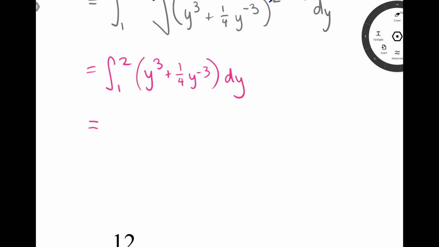Can we finish this problem, please? Okay. Oh, that's so much easier now.